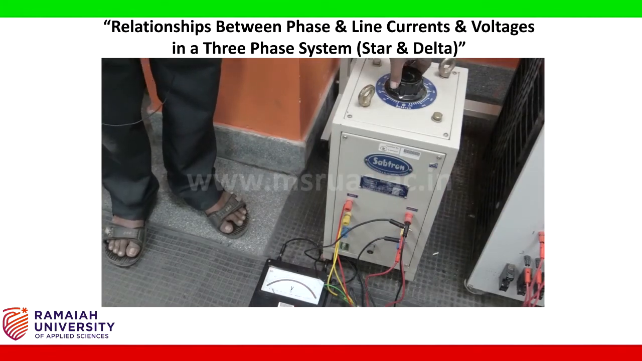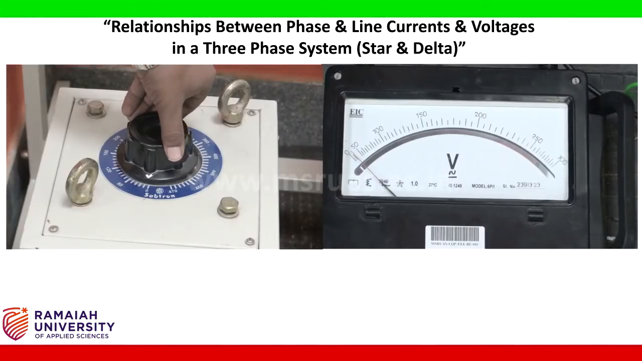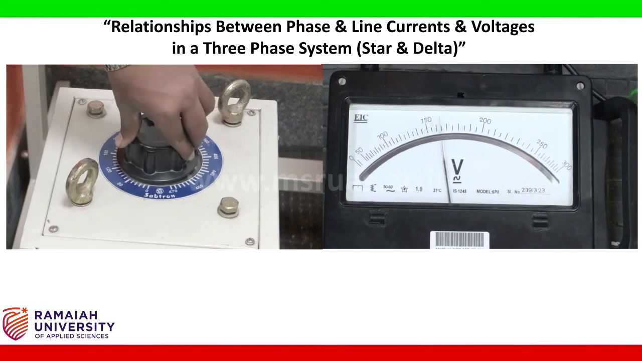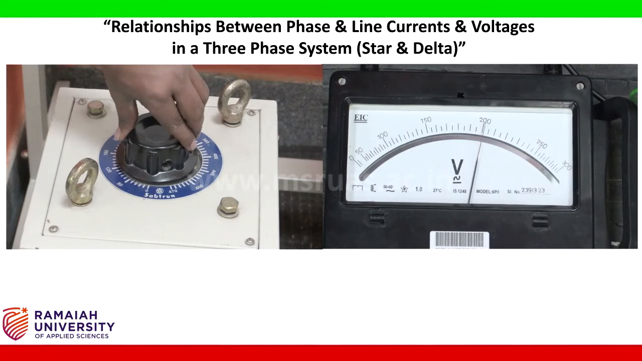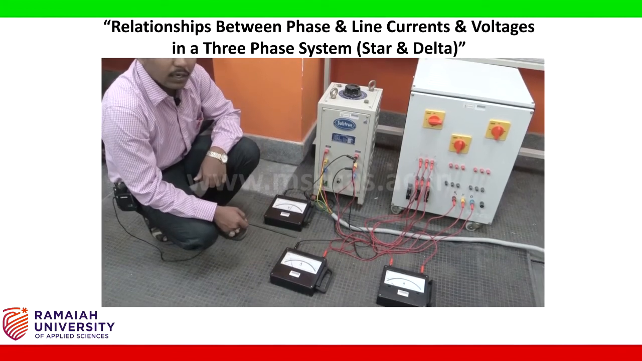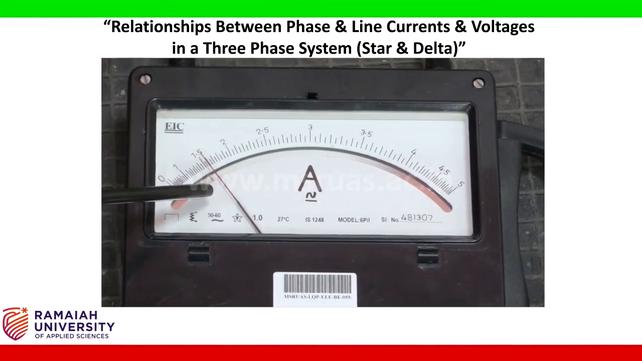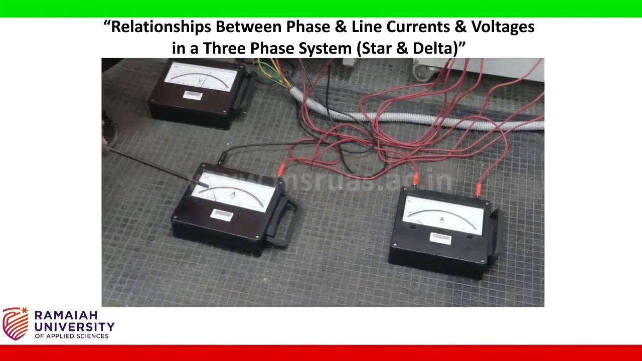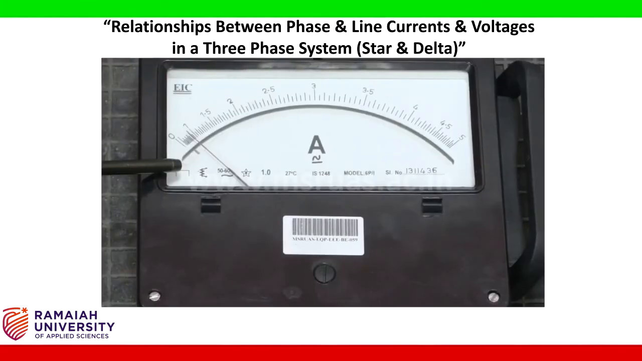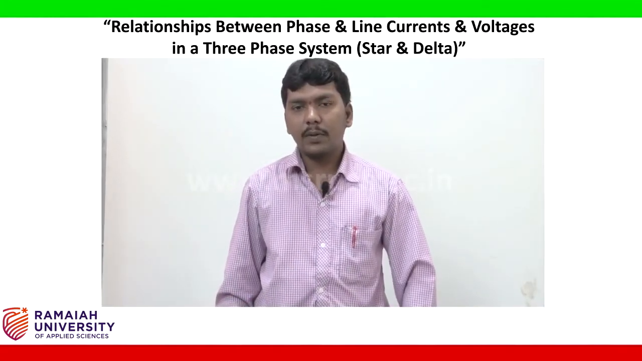Now, slowly increase the voltage up to 200 volts by seeing the voltmeter. This voltmeter is taken as a reference to apply 200 volts. Now, note down the corresponding readings of line current and phase current. Here the line current is showing 1.4 amperes, and the phase current is showing almost 0.8 amperes. With this, the conduction of the experiment is finished.